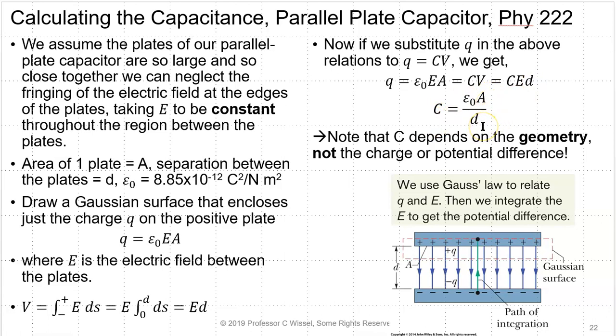Notice that C depends on the geometry, not on the charge or the potential difference. This is extremely important. The geometry determines the electrical characteristics of the capacitor, not the potential difference or the charge. So be very careful. There's a couple of trick questions in there.